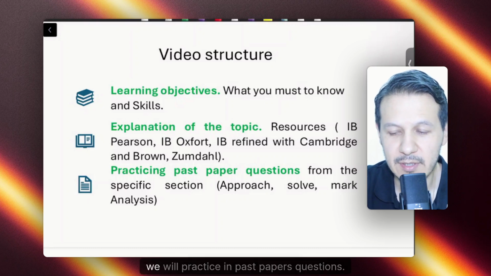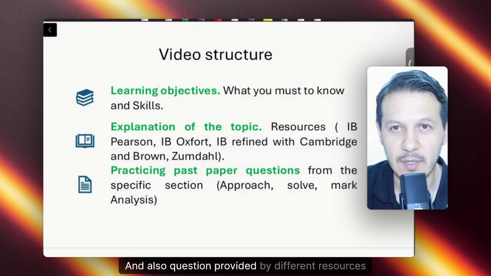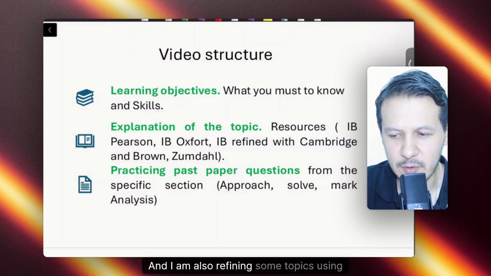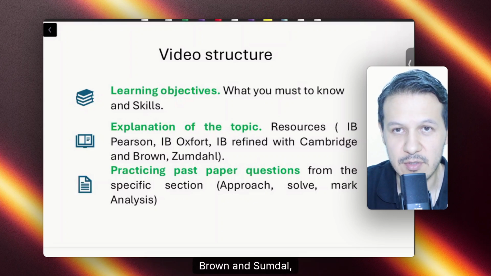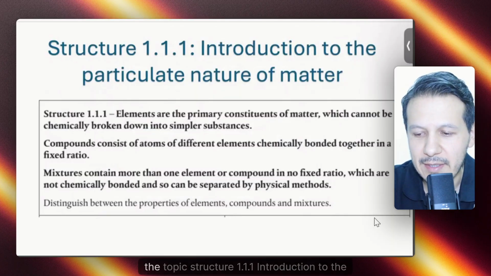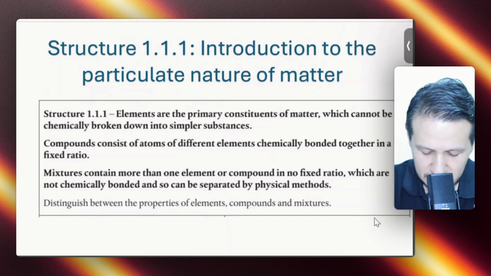And more importantly, we will practice past paper questions and also questions provided by different resources like the IB Pearson, IB Oxford, and I am also refining some topics using Cambridge, Brown, and Zumdahl, which are college books. Let's start it. So the topic is Structure 1.1.1, Introduction to the Particulate Nature of Matter.